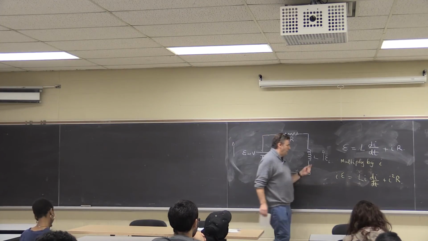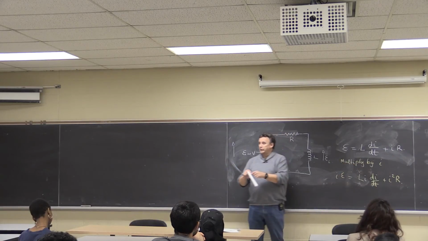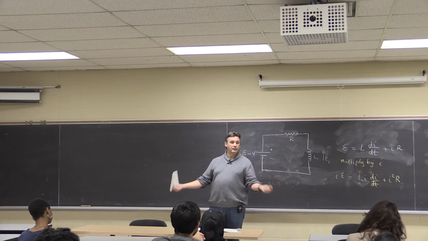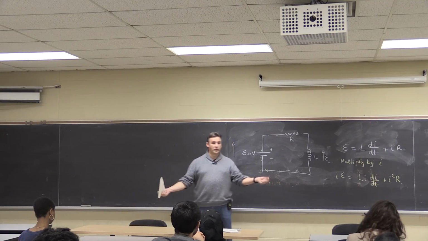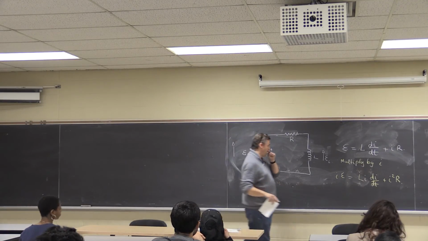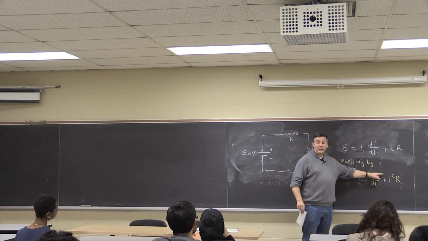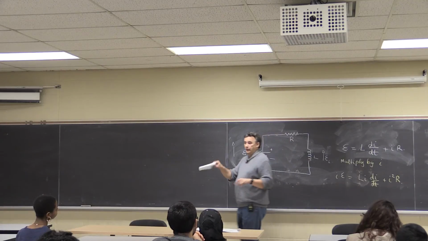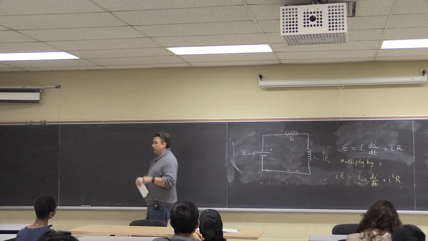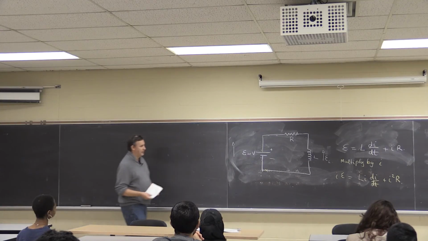And I could imagine after the current has stabilized, after a long period of time, di by dt becomes 0, because the current no longer changes as a function of time. There is a current there, but it's constant, so di by dt is 0. So after a long period of time, the energy change in the inductor is 0, and the energy delivered by the battery equals the energy dissipated by the resistor. So that makes sense.